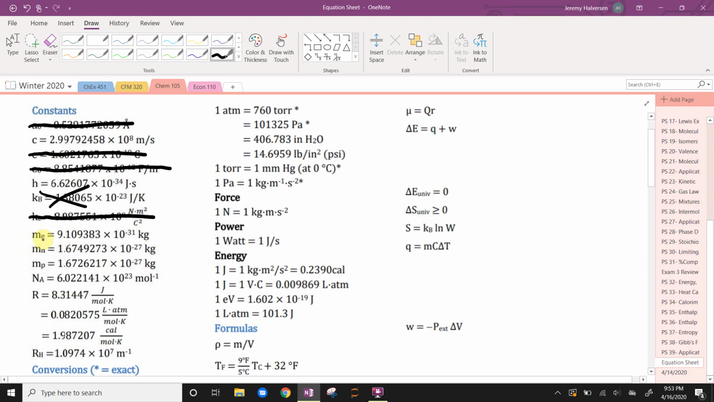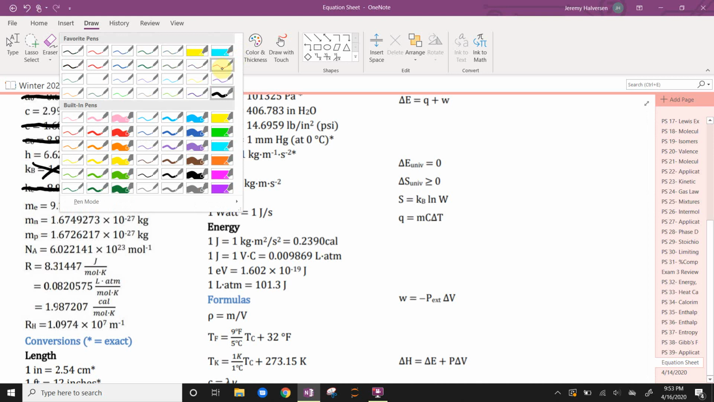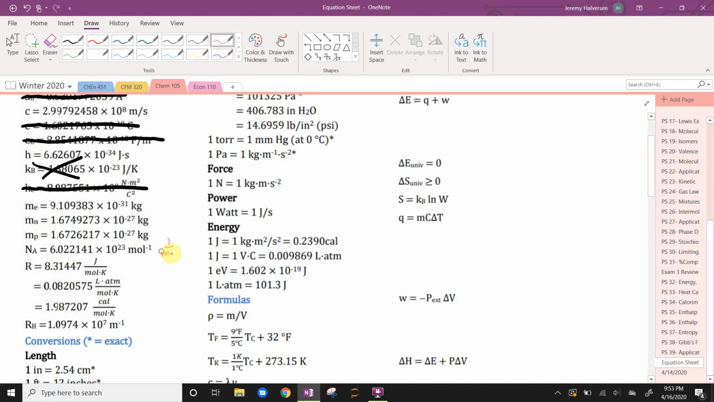This here is the mass of an electron, the mass of a neutron, and the mass of a proton. Those are all valid constants. Na, that's Avogadro's number, 6.022 times 10 to the 23rd. I think a lot of you know that off the top of your head, but it is on the equation sheet just in case. And it's 1 over moles, meaning it's things per mole, right? It's anything per mole. Usually we're talking about atoms or molecules, but a mole really could be anything.